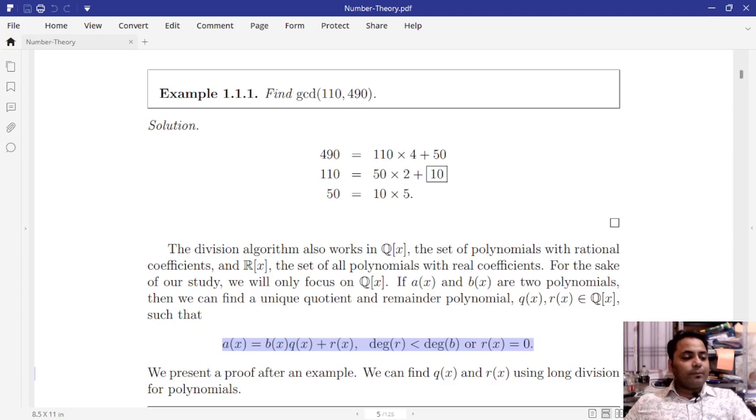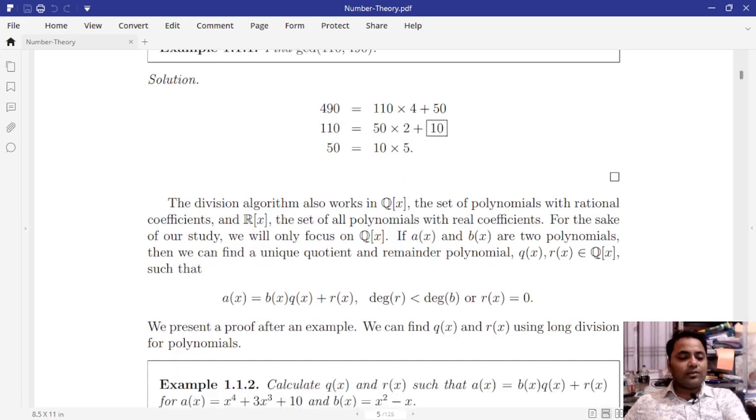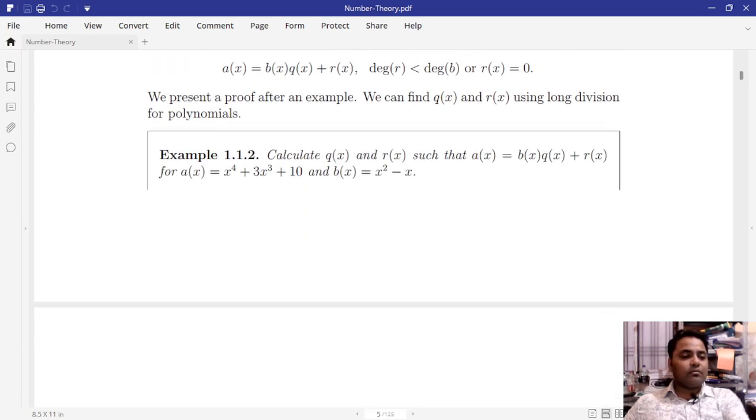We present a proof after an example. We can find Q(x) and R(x) using long division for polynomials. Here, calculate Q(x) and R(x) such that A(x) is equal to B(x) into Q(x) plus R(x), for A(x) equal to 8x to the power 4 plus 3x cube plus 10, and B(x) is equal to x square minus x.